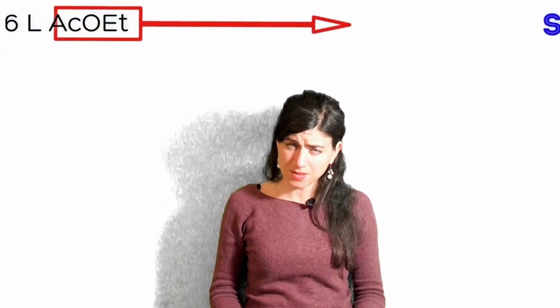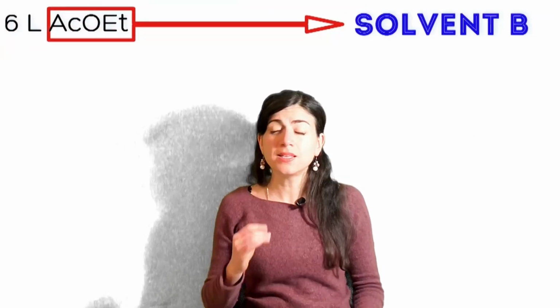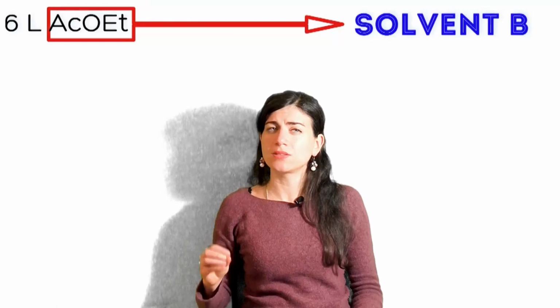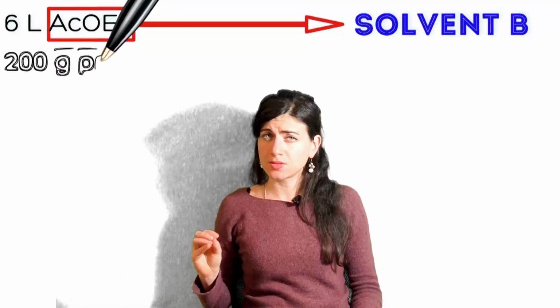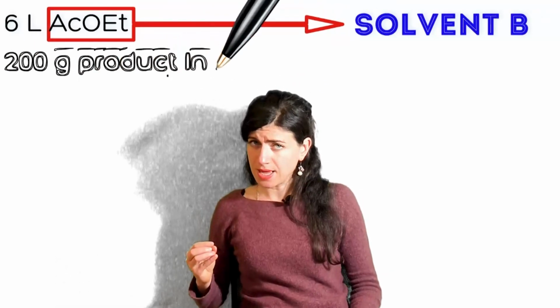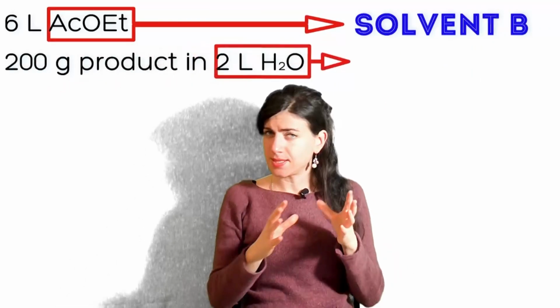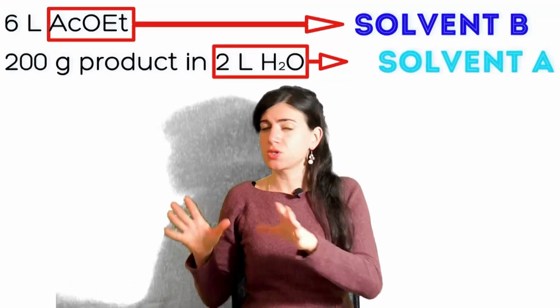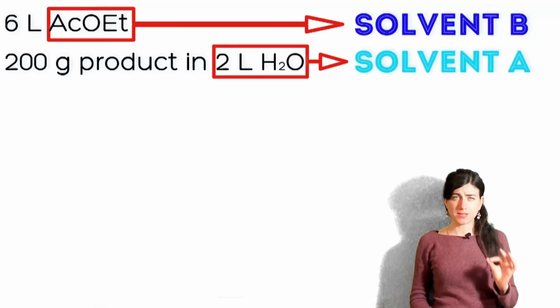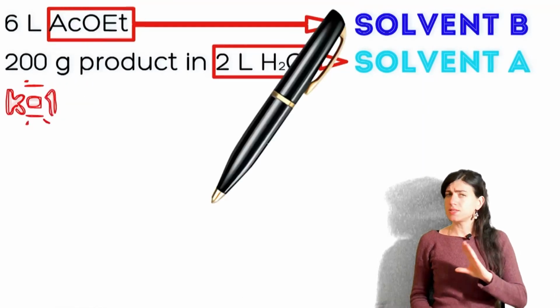Imagine having 6 liters of ethyl acetate as our solvent B and needing to extract 200 grams of a product located within the aqueous phase with a volume of 2 liters. Obviously, in this example, water will be our solvent A. Let's also assume that K is 1.